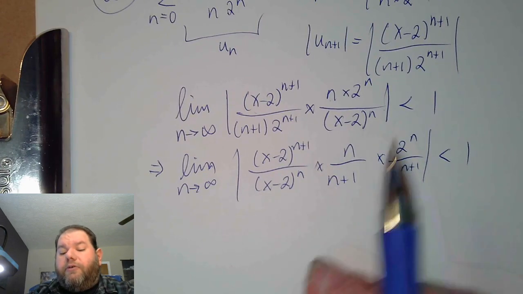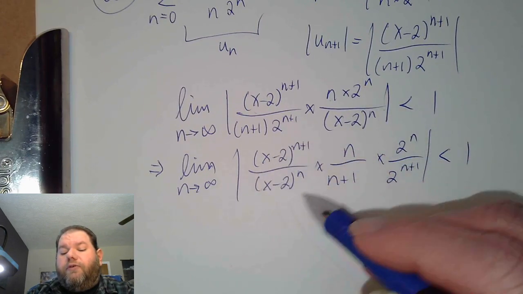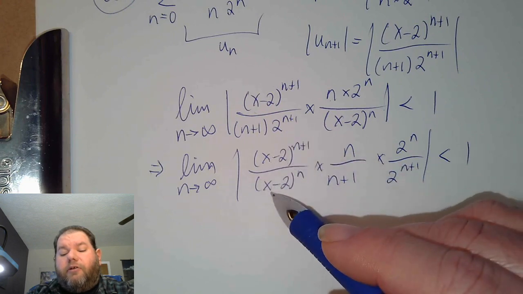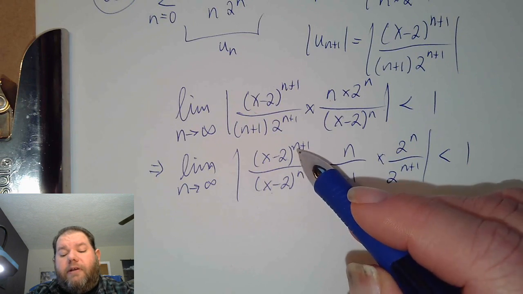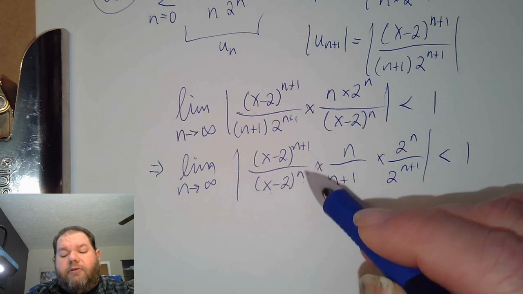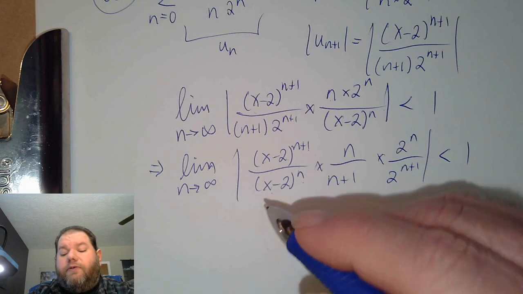So we know that we can reduce here because these are the same term being raised to different exponents, so we can just subtract their exponents. N plus 1 minus n just gives us x minus 2 to the first.